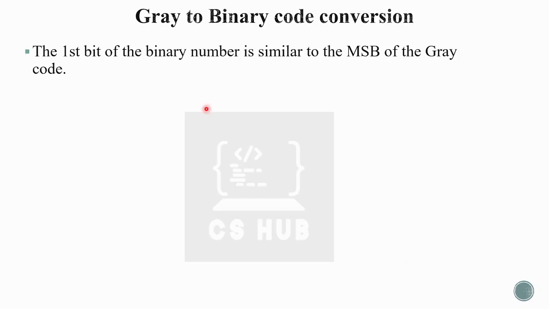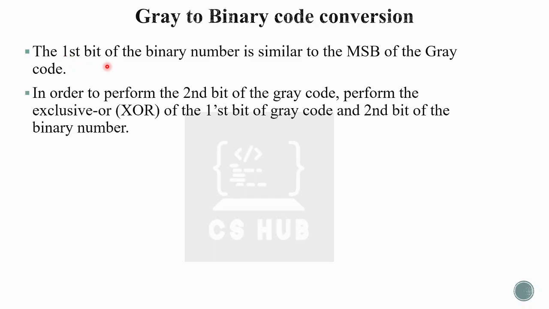Next, gray to binary code conversion. So we have converted a binary code into gray. Now the reverse process. We can convert a gray code into a binary code. The steps: the first bit of the binary number is similar to the MSB of the gray code. So the first step is the same.